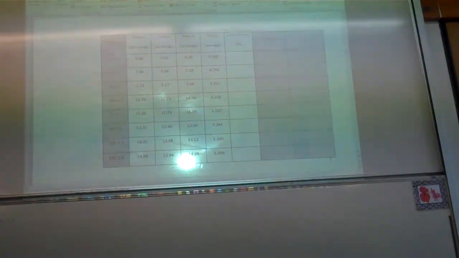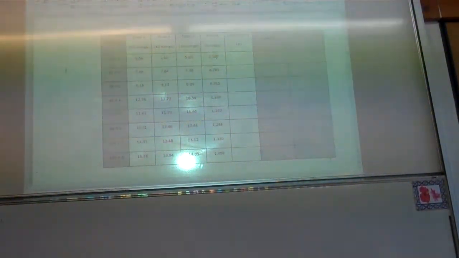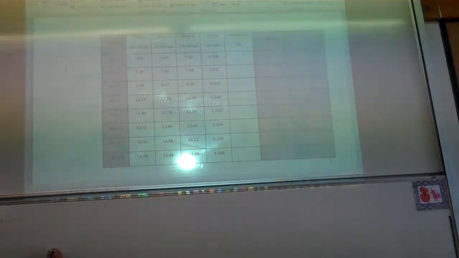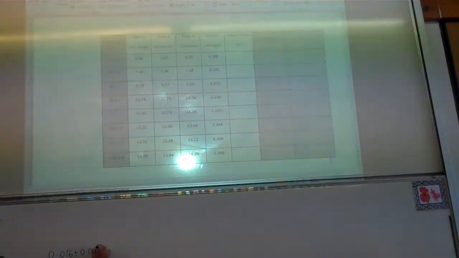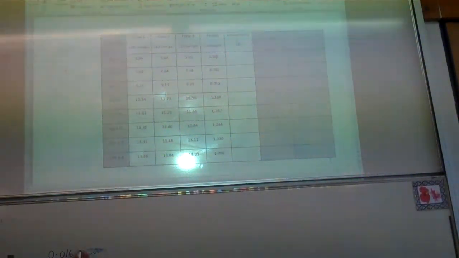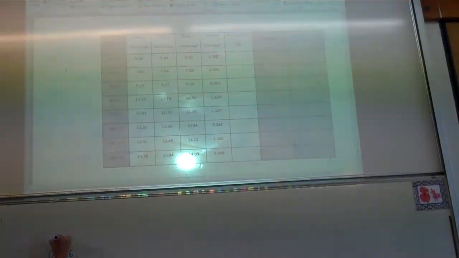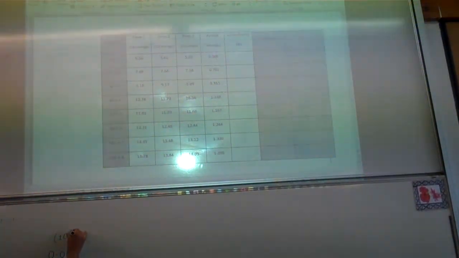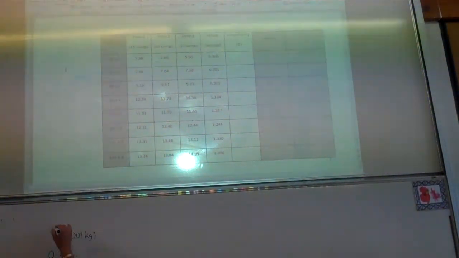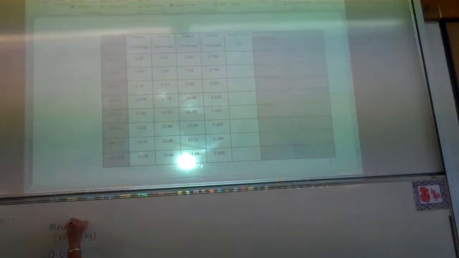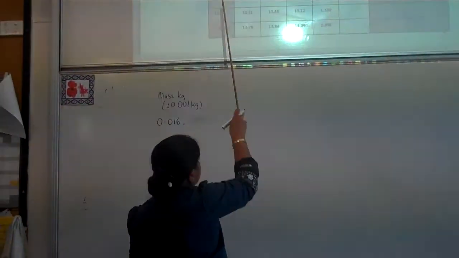And so what does that become? In kilograms, when you write the mass, 16 divided by 1000, so what is that? 0.016 plus and minus 0.001. So you really don't need to write the 0.001 with every one, but just write at the top plus and minus 0.001 kg is the uncertainty, and that's the mass in kilograms. So we will change all of these in here.